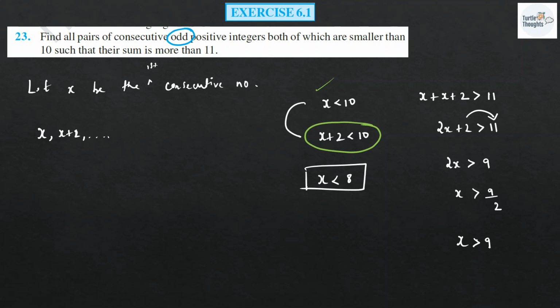Yes, of course it's going to be 9 over 2, but I can consider this as 9 because we are considering only the odd numbers. Now, what are the possible values that you can take up?